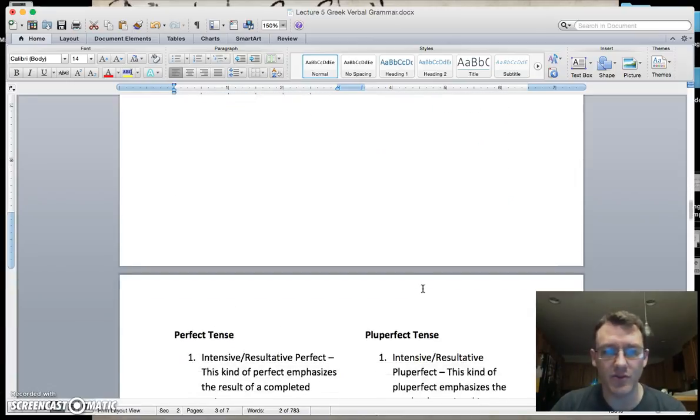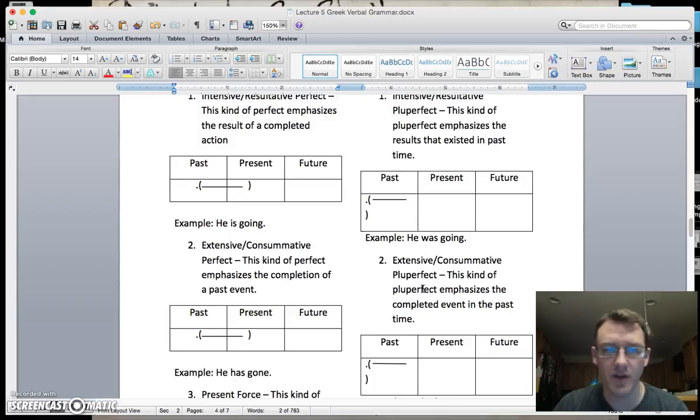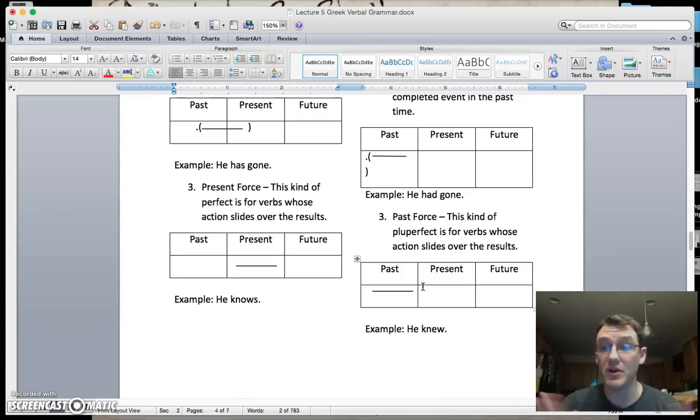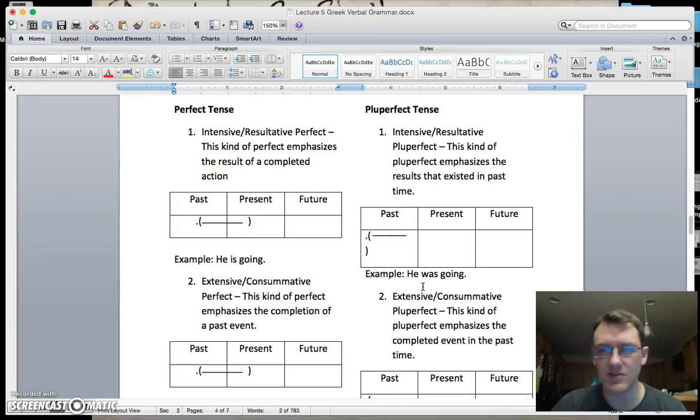All right, and then let's move on to the perfect and pluperfect. You'll notice that they are identical. There's intensive, resultative, extensive, consummative, and present force, past force. Okay, so they just mirror each other all the way down. So I'm just going to go over the perfect tense, and then you can make sense of the pluperfect. You'll notice that there's a new kind of iconography here. The parentheses. So we have the event that happened, that's the little period, and then the parentheses are the result of that effect into the present for the perfect tense, and then into the past where it stops before it gets to the present in the pluperfect.